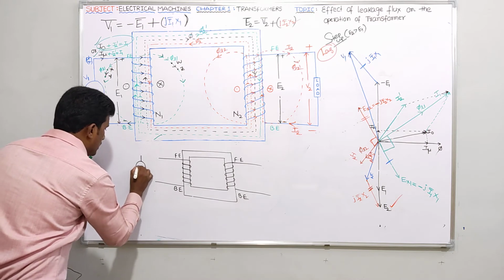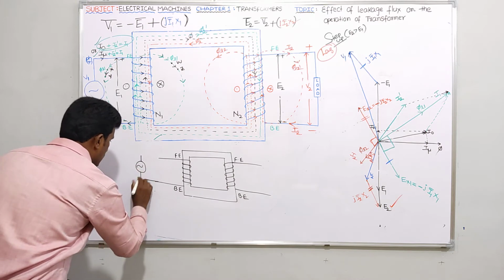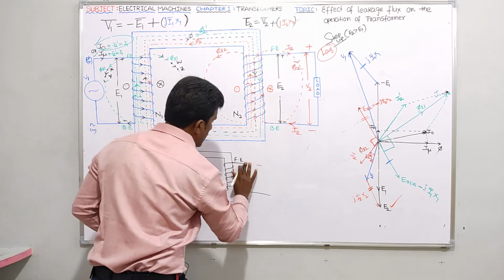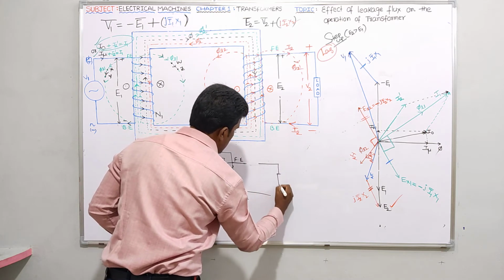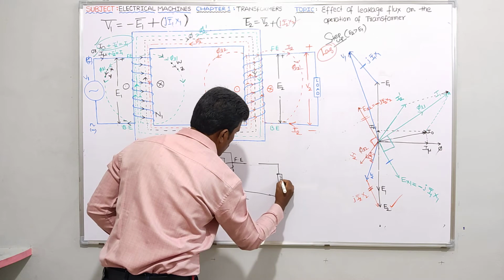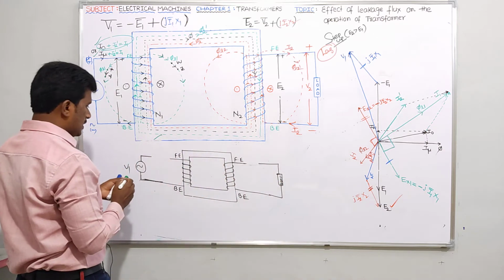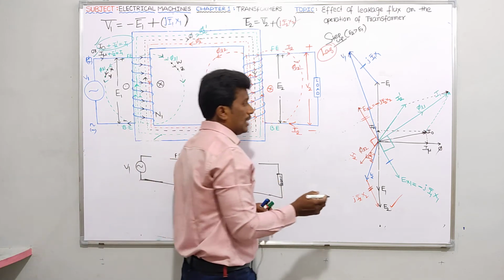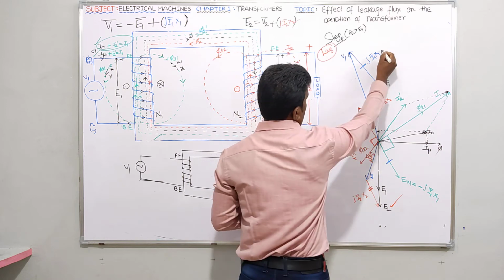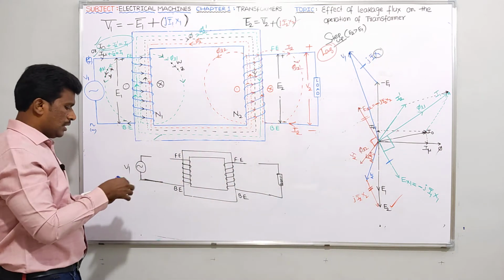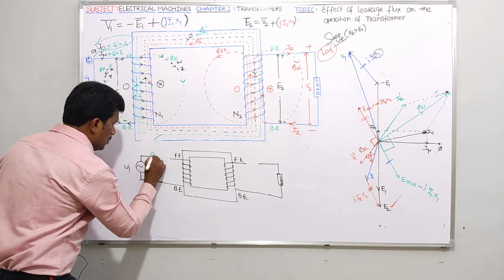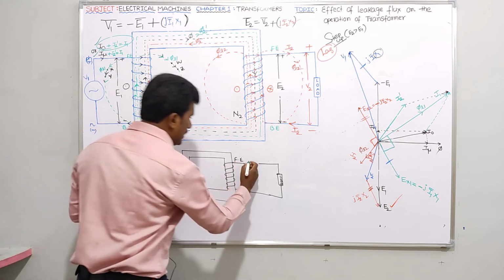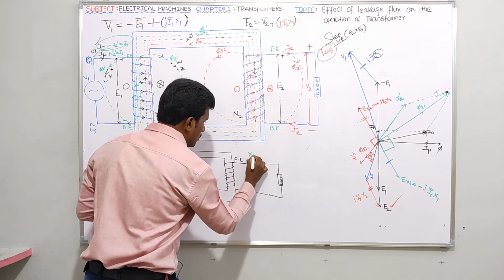Here I said V1 is the voltage source connected to the primary winding of the transformer. V1 is the voltage source. And here there is some load. Let me draw some load here. Okay guys, simple. I said in primary side you have to connect some reactance value. What is that reactance value here? X1. So let me connect some reactance value here, I can call it X1. Similarly in secondary side also, let me connect some reactance value here, X2.